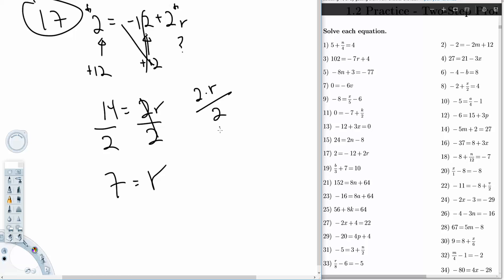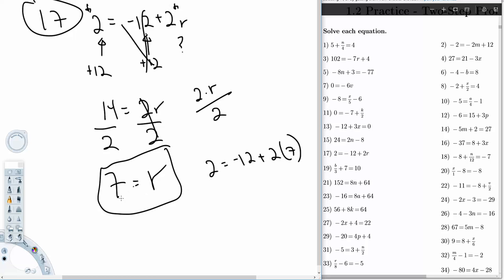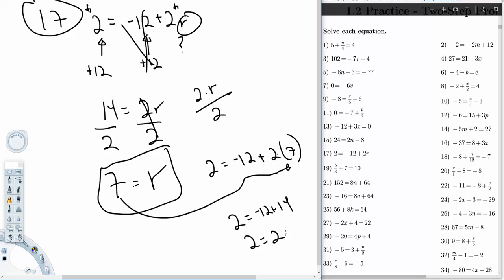R equals 7. Let's plug that in to see if that works, right? We got an answer. Let's see if it works. Let's see if 2 equals negative 12 plus 2 times 7, right? Since r equals 7, I stuck it in there. Well, 2 equals negative 12 plus 2 times 7 equals 14. 2 equals negative 12 plus 14 equals 2. That's 2 does equal 2, doesn't it? So when r equals 7, it works.